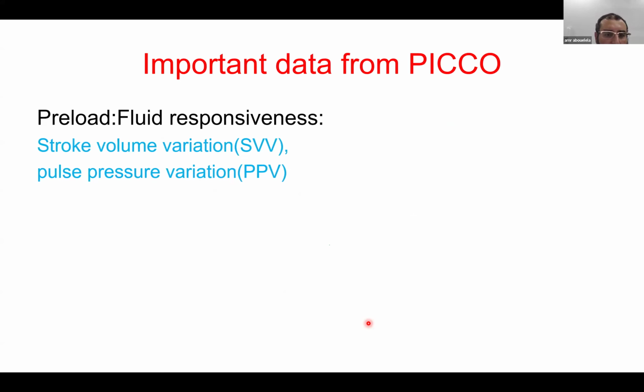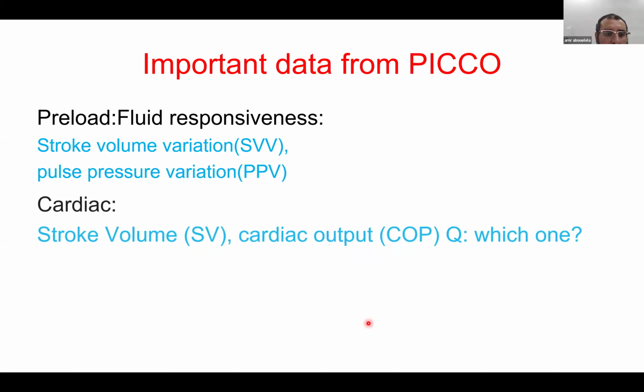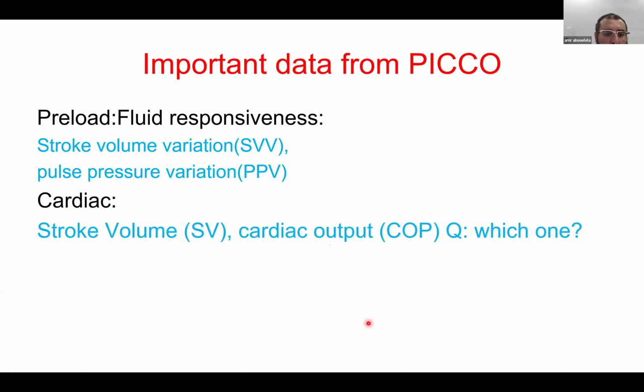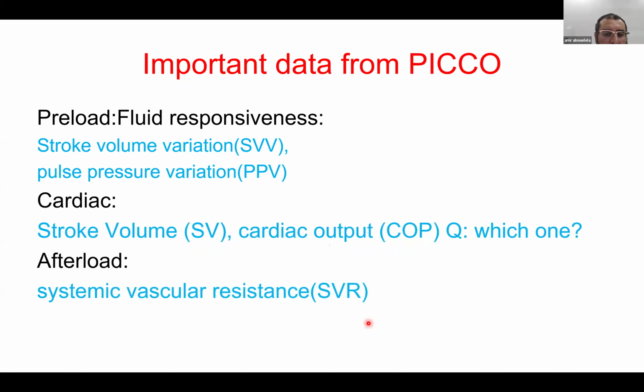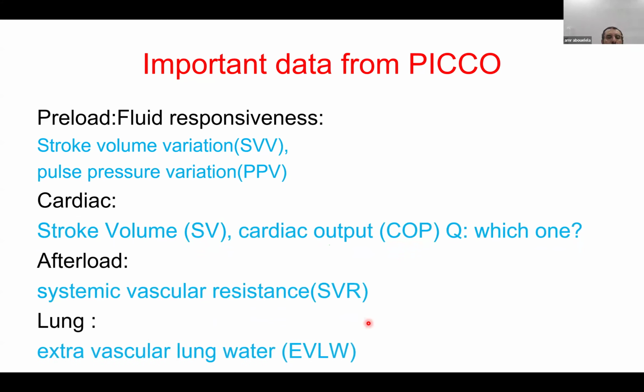Again, preload, we have stroke volume variation and pulse pressure variation for fluid responsiveness. Cardiac, we will have the stroke volume and cardiac output. Afterload, we have the SVR, systemic vascular resistance. For the lung, we will have the extravascular lung water. One question here, I will ask you which one you will prefer to check, the stroke volume or the cardiac output. What do you think?